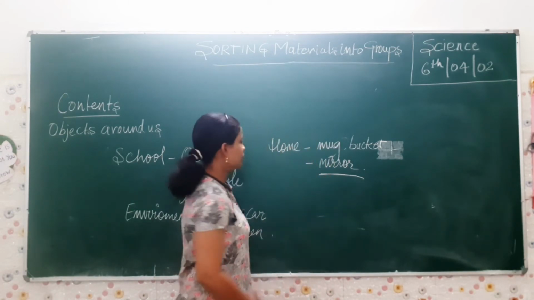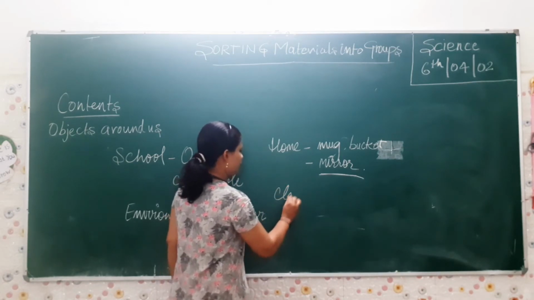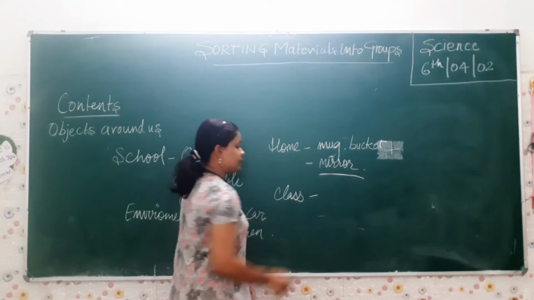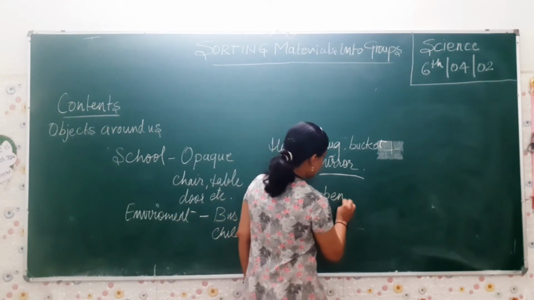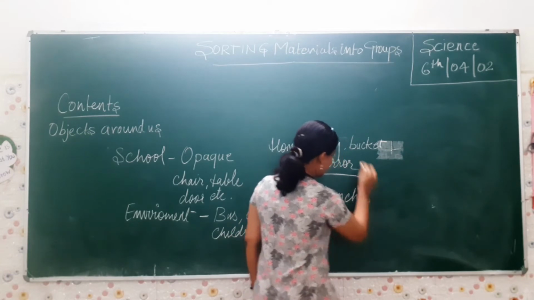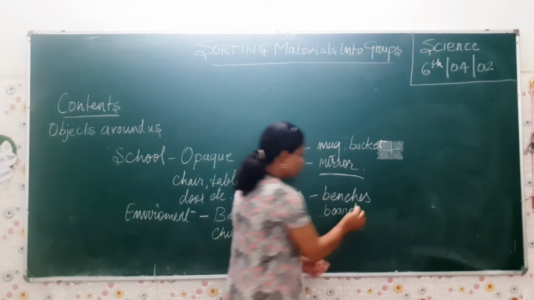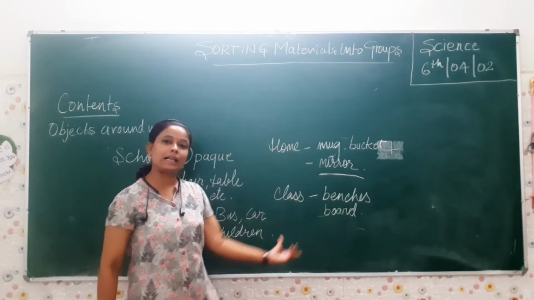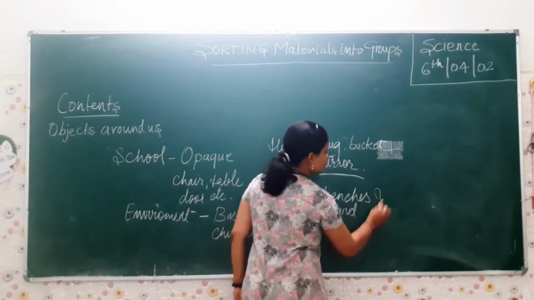Fine? A mirror. Then if you are in a class, inside the class you have your benches, you have your benches, even a board. What do you have? A board. So all these are examples of opaque objects.